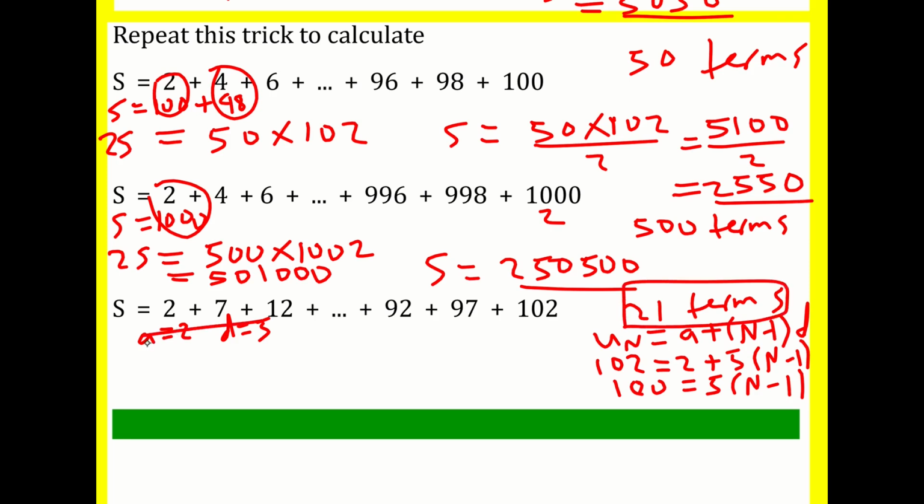Now I'm going to do exactly the same again. I'm going to write it in reverse, 102, then 97, all the way down to 2. What's it going to add up to? I can see it's going to add up to 104. So if I add them again, it's going to be 2s is equal to 21 lots of 102. Remember, I've double counted.